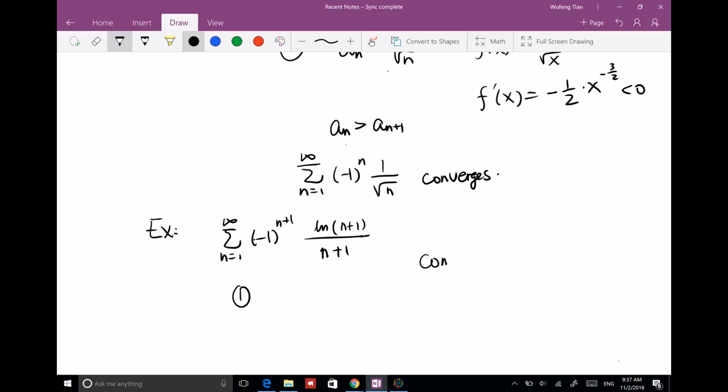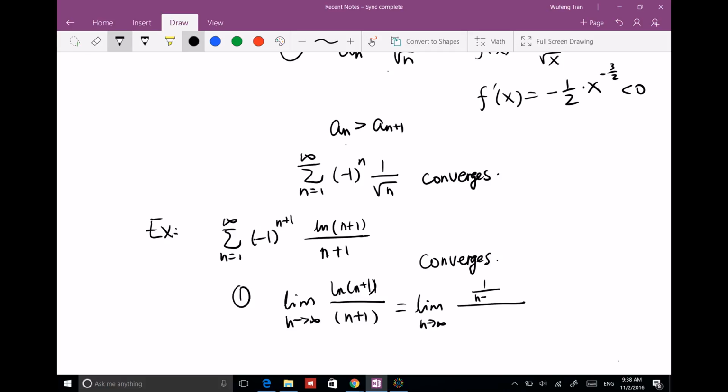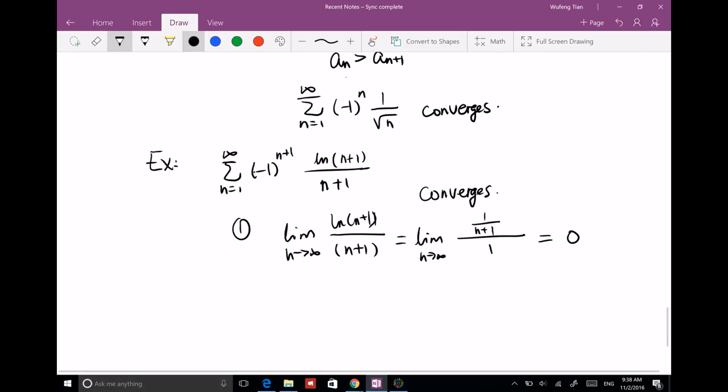So how did you get it to converge? I did the limit as n approaches infinity of natural log of n plus 1 over n plus 1, which equals the limit as n approaches infinity of 1 over n plus 1, over 1. Okay, derivative, yep, which equals 0. Perfect. Second, you have to check another condition, right?